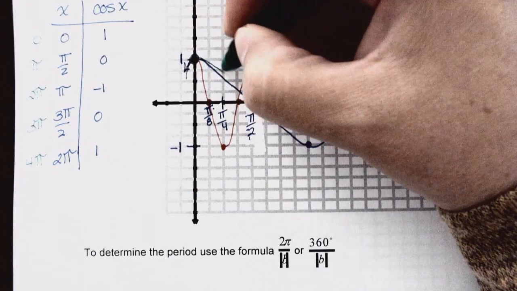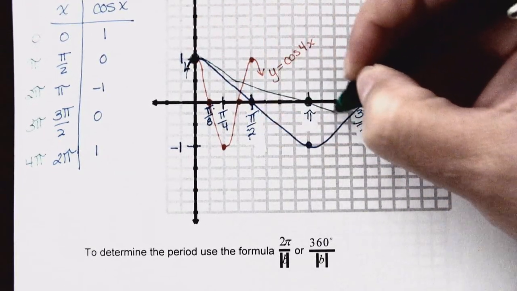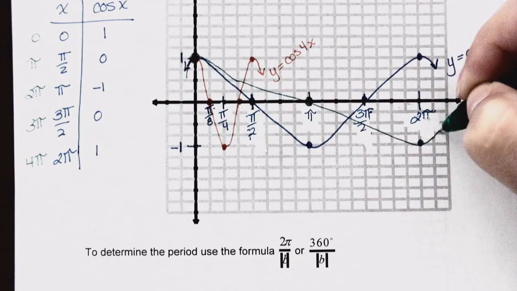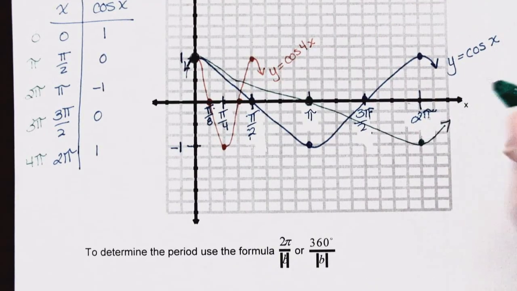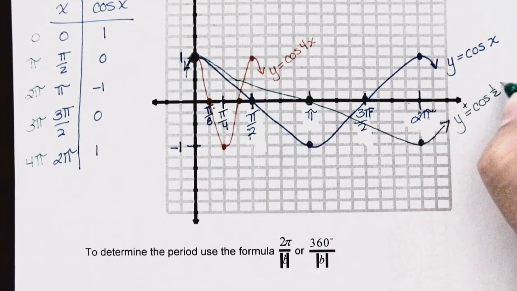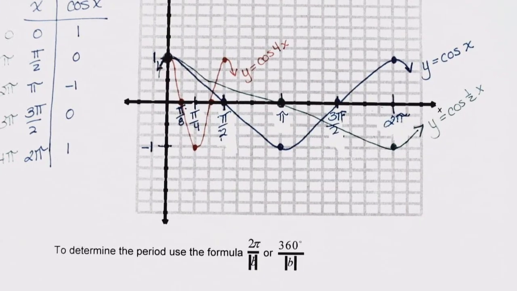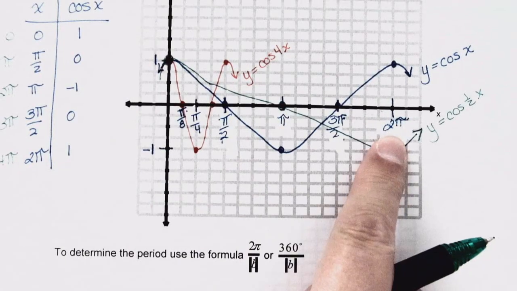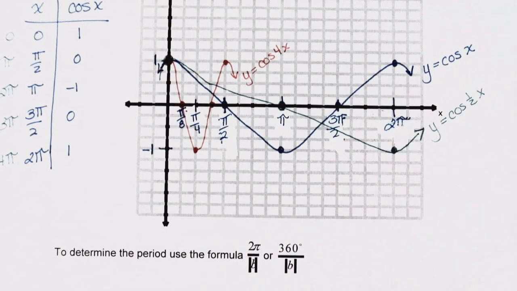Now this one I'm off the graph, so my arrow's pointing up on this one. Do I show a full period on this last graph that I graphed? No, because I show a max, I show a min, but I don't show us getting back to the other max.